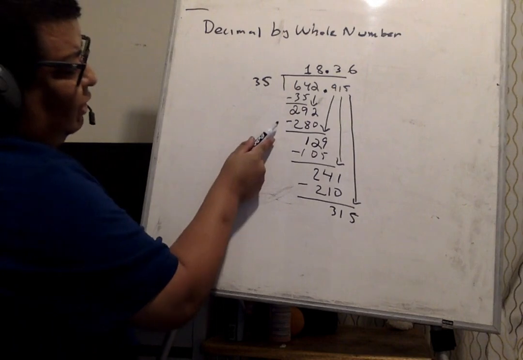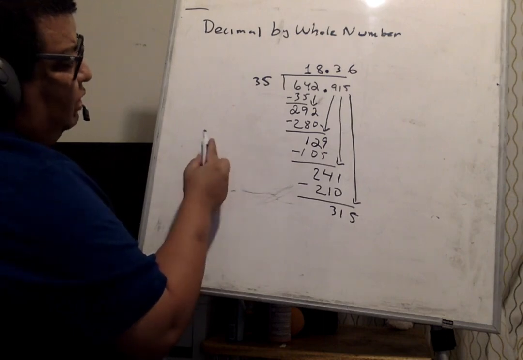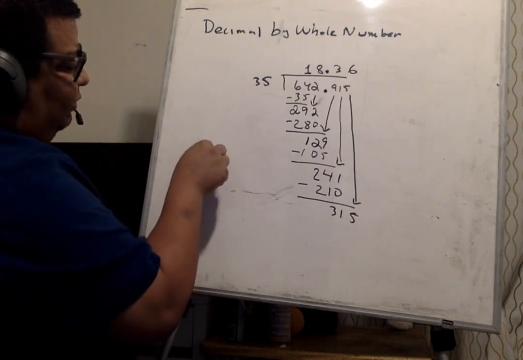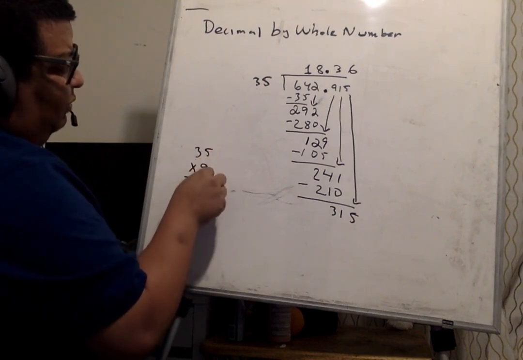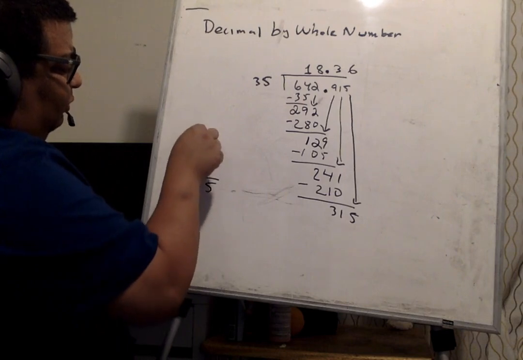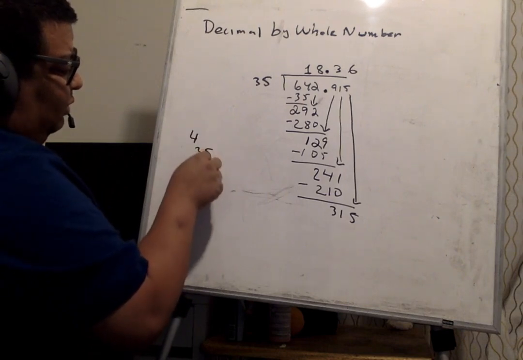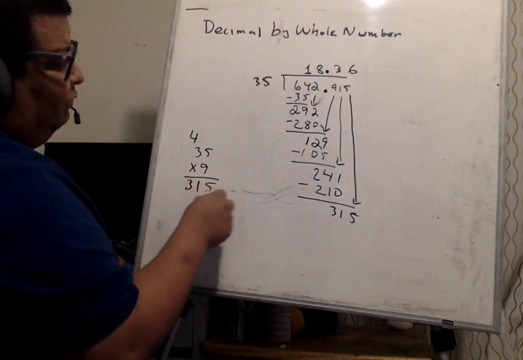Let's see what happens. Here, 280, we did 8. So let's do 9. 35 times 9: 5 times 9 is 45, carry 4. 9 times 3 is 27, plus 4, that's 31. So 315, that makes sense.